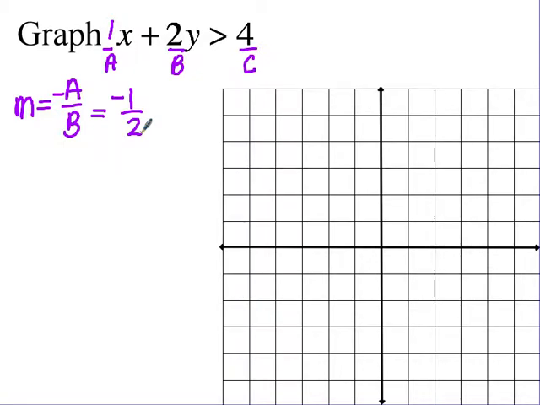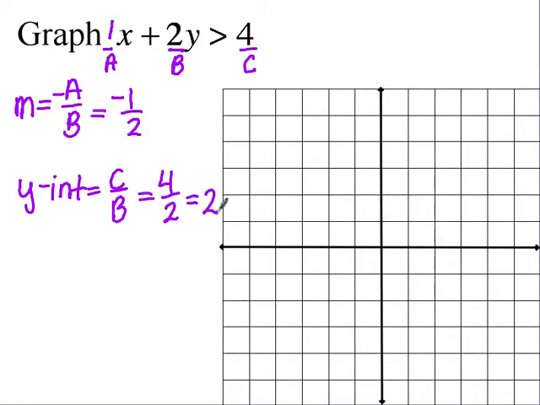Okay, my y-intercept is c over b. Well, what is c in this problem? 4. What is b? 2. So what's 4 over 2? 2. So that's my y-intercept. So how I graph this is I'm going to put a dot at 2. A slope of negative 1/2 means you do what? I go down 1 from this point and over 2. I go down 1 and over 2.